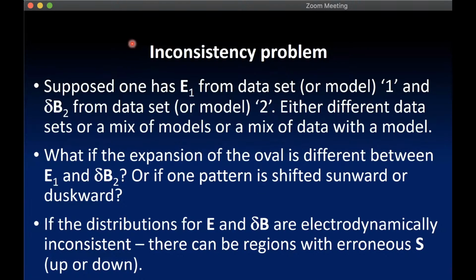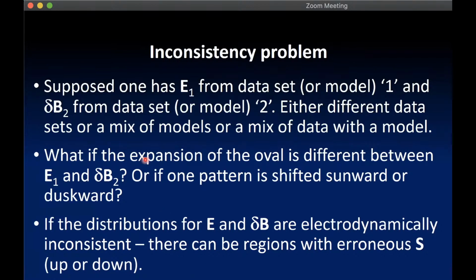But there's an inconsistency problem that one has to confront. Suppose that you have an electric field from one data set or a model, and from a different data set or a model, you have your magnetic field perturbations. That could be two different data sets, two different models, or one data and one model. In any case, consider if the expansion of the oval is slightly different between your representation for the electric field and your representation for the magnetic field perturbations. Or suppose that one pattern is shifted either sunward or duskward, so that the convection reversal boundaries are displaced. That's the key thing. If those distributions for E and delta B are electrodynamically inconsistent, that is, if the convection reversal boundary is displaced between them, there can be regions with erroneous Poynting flux, either upward or downward.